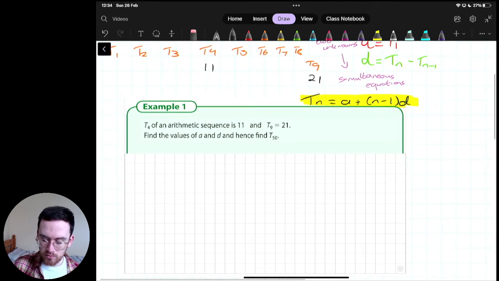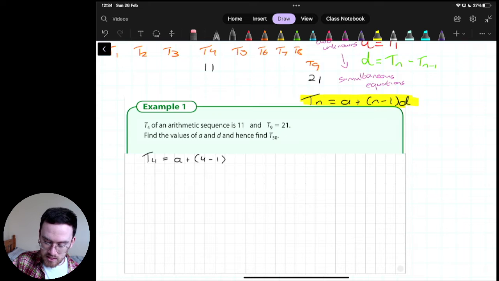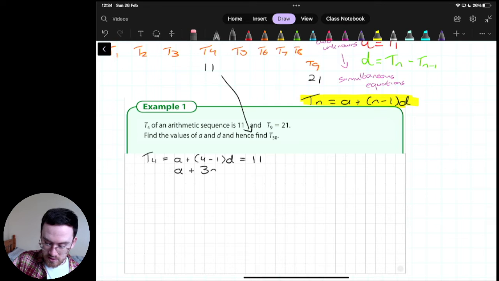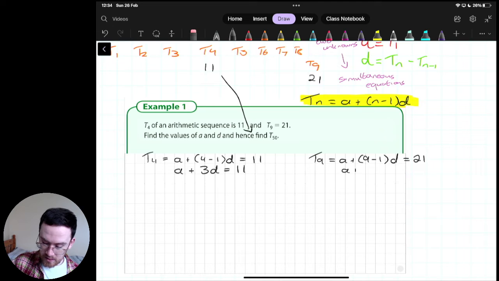So taking our formula up in the top corner here, let's try t4. a plus 4 minus 1 d, and the answer is 11. That's coming from here. So we know that T4, the fourth term, is 11. So a plus 3d should be equal to 11. Similarly for T9, a plus 9 minus 1 d should be equal to 21. So a plus 8d should be 21.